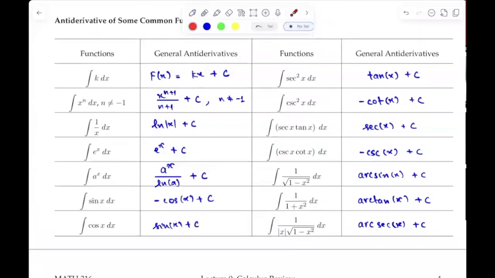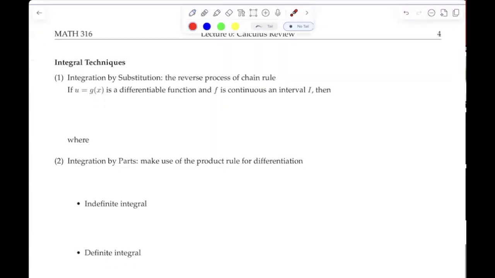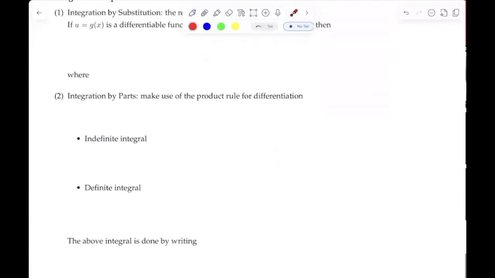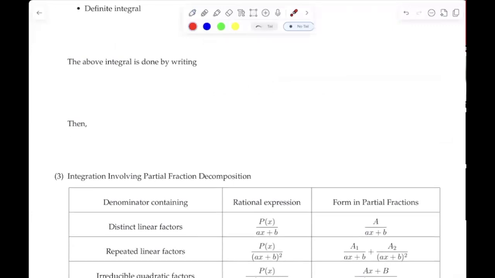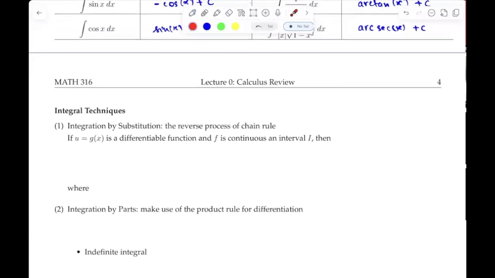Now for integration techniques, you learn about integration by substitution, integration by parts, and integration involving partial fraction decompositions. I'm going to quickly go over the first two integration techniques. Integration involving partial fraction decomposition, you're going to see a lot of this when we get to Laplace transform and inverse Laplace transform. So I'm just going to give you the formula here. We will talk about the details again when we get to Laplace transform.